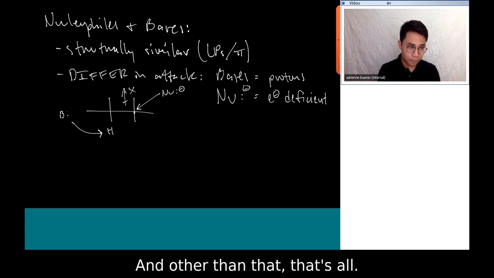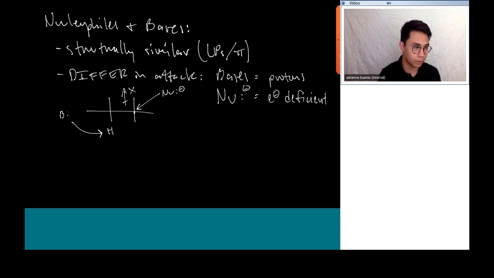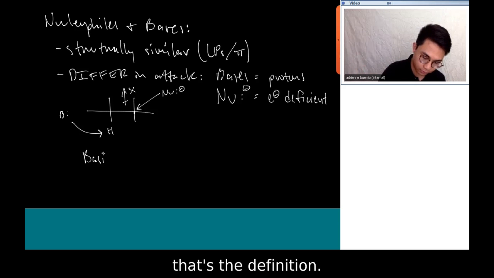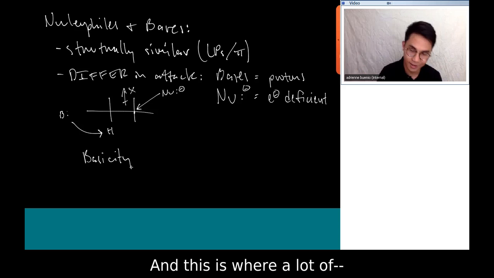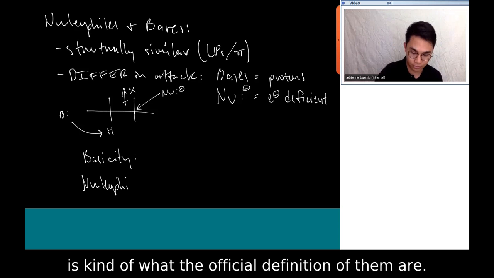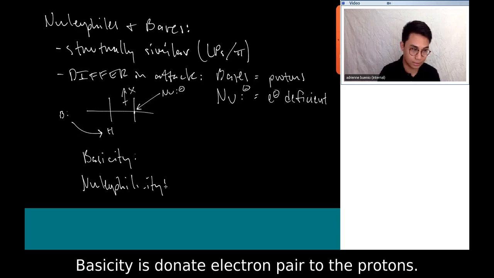And other than that, that's all. And as well as basicity, just the definition, and this is where a lot of this is so similar, but this is kind of what the official definition of them are. Basicity is: donates its electron pair to the proton.